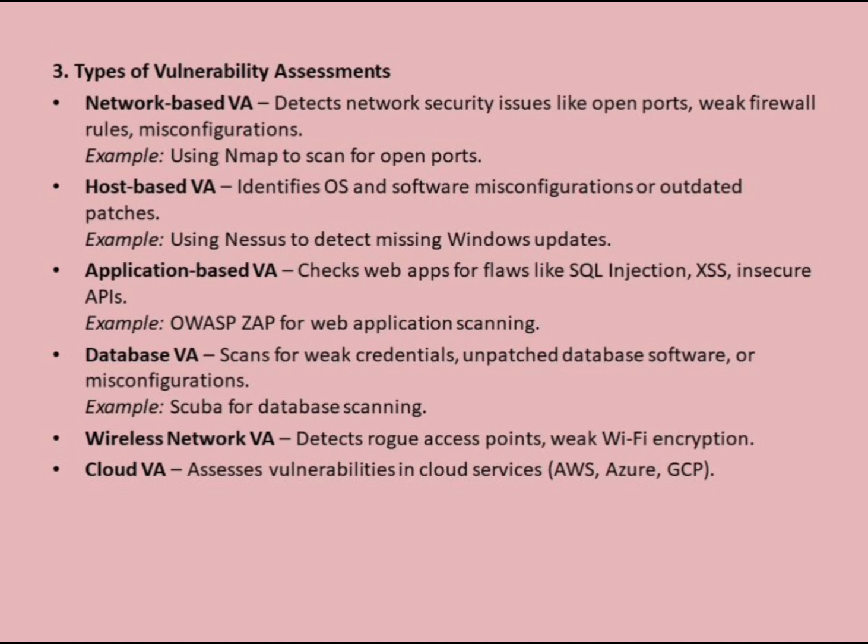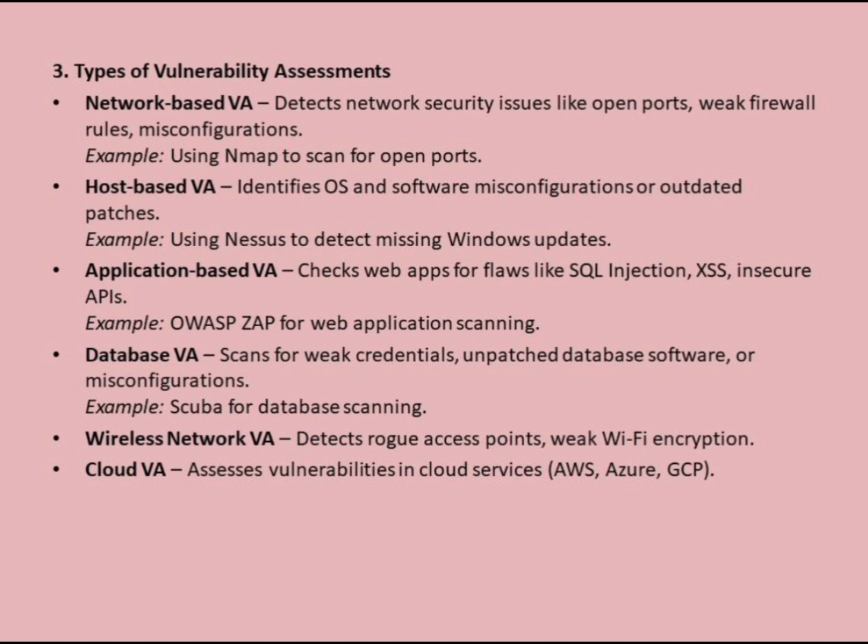5. Wireless network vulnerability assessment. This assessment focuses on wireless networks, Wi-Fi, within an organization. It detects rogue access points, weak encryption standards like WEP, and insecure configurations that attackers can exploit to intercept communication. Example, if an office Wi-Fi is still using outdated WEP encryption, hackers can easily crack the password and gain access. A wireless VA tool can identify such insecure Wi-Fi settings.